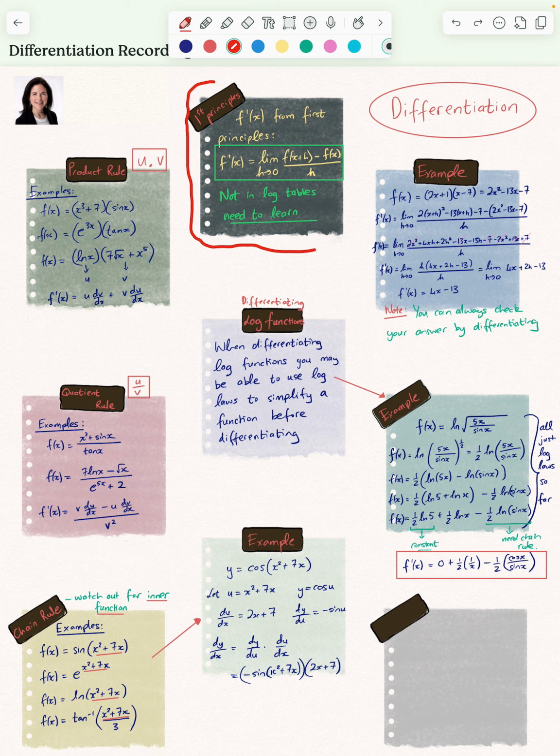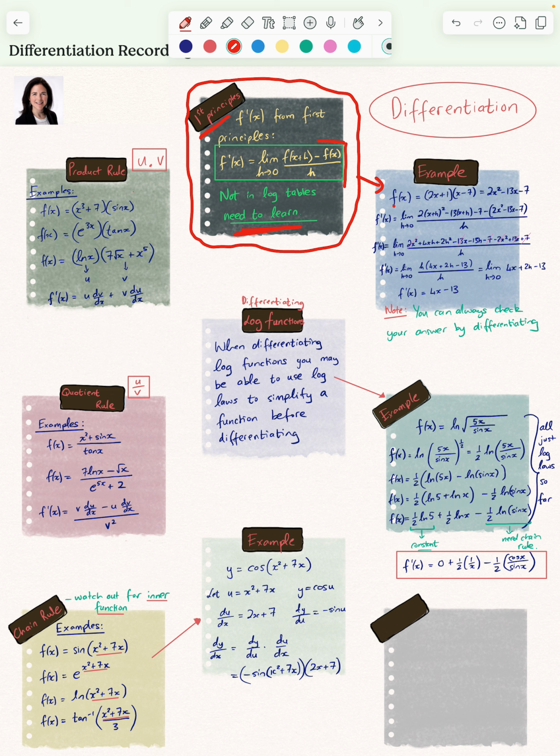Now, you will always know when to use first principles because they'll ask you. They will say, find the derivative of the following function by using first principles. So watch out for them asking you to do so. And if they ask you to do so, you need to know this formula, you need to use it. So the limit as h goes to 0 of f of x plus h minus f of x all over h. That formula is not in the log tables and you need to know it. And here's an example down here to the right.